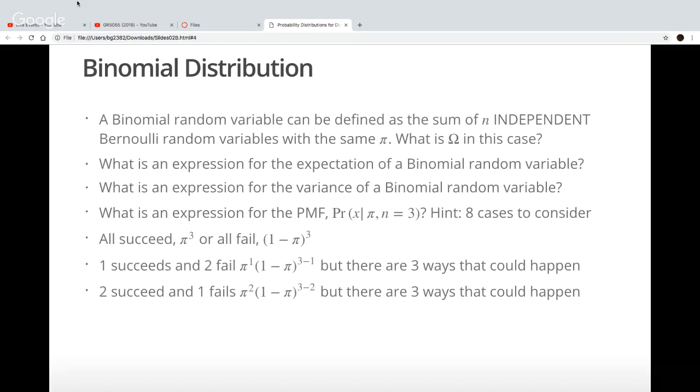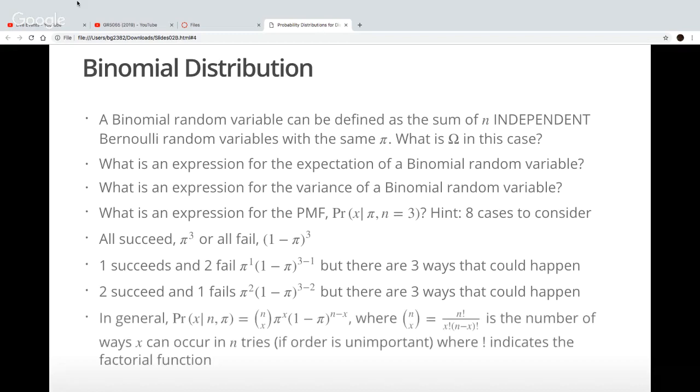And if we were to write that all in one expression, which has now been said twice, the general form of the probability mass function for a Bernoulli random variable, depending on the success probability pi and n, the number of tries, is n choose x times pi to the x times 1 minus pi raised to the quantity n minus x, where this expression n over x with no fraction bar in the middle of it is universally known as the choose function or the binomial coefficient.